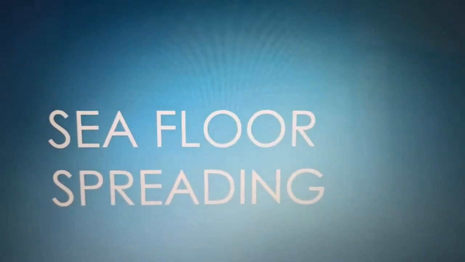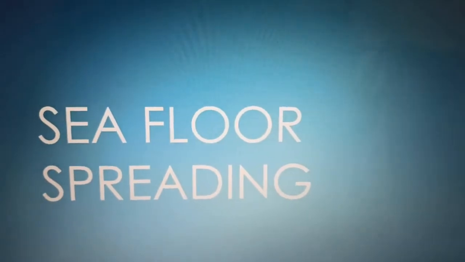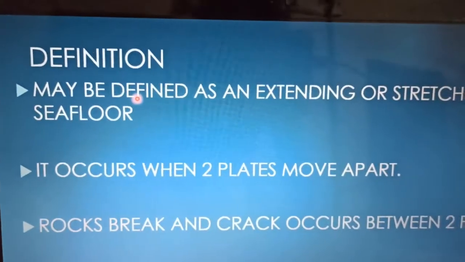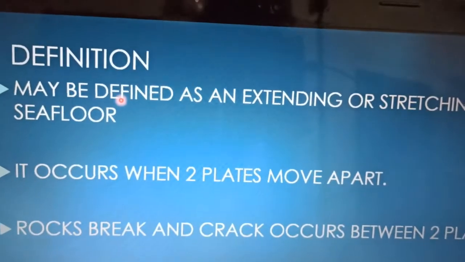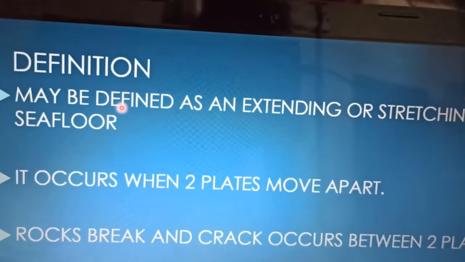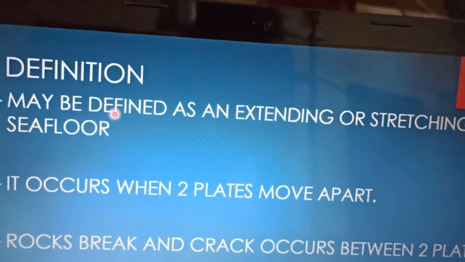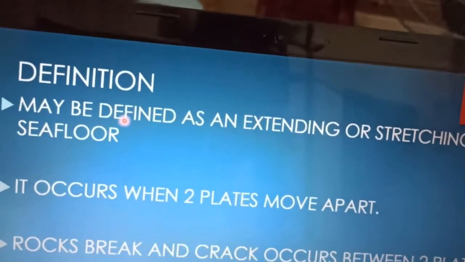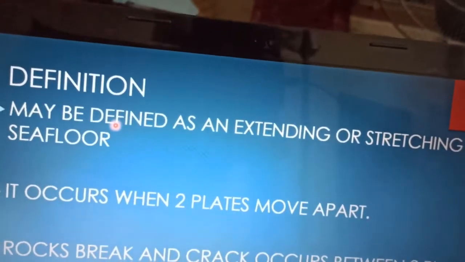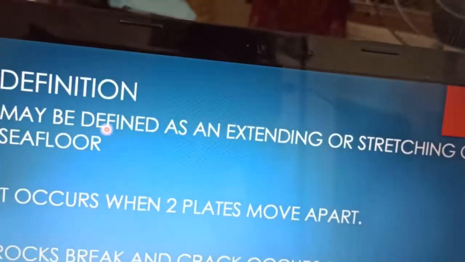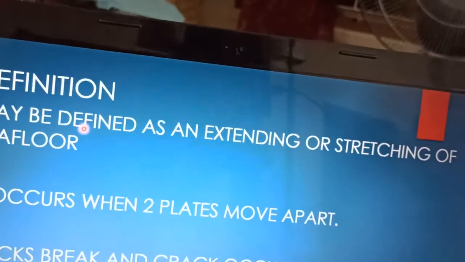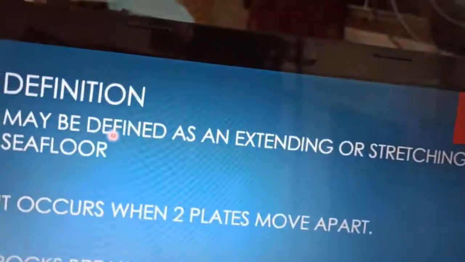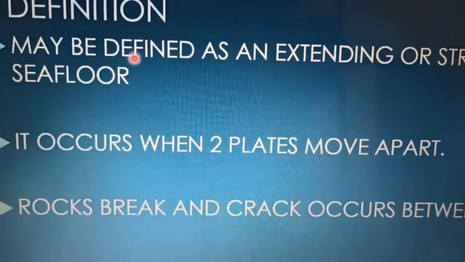Today I'm going to start with sea floor spreading. Sea floor spreading may be defined as an extending or stretching of the sea floor. It is a process that occurs at the mid-oceanic regions where a new oceanic crust is formed through volcanic activity and then gradually moves away from the ridge. Sea floor spreading helps to explain the continental drift theory and the plate theory of plate tectonics too.